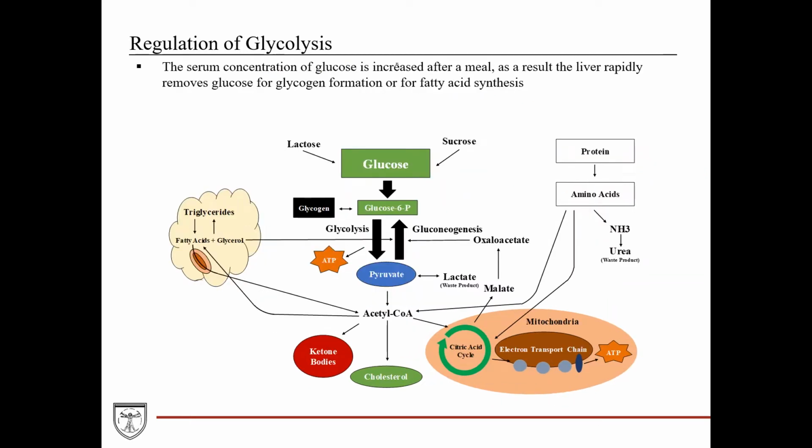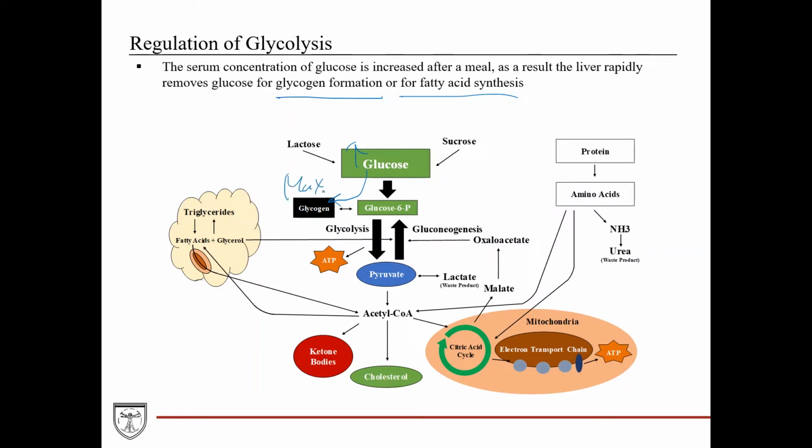The serum concentration of glucose is increased after a meal, which is no surprise. As a result, the liver rapidly removes that glucose from the blood, takes it up, and rapidly uses it for glycogen formation, essentially to store glucose for these times of fasting, and also for fatty acid synthesis. So you have increased glucose after a meal. That's going to first go towards glycogen storage and glycogen formation.